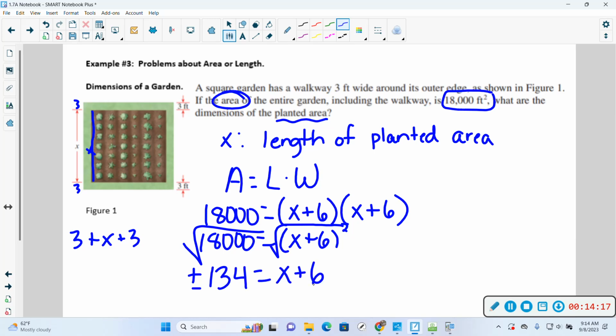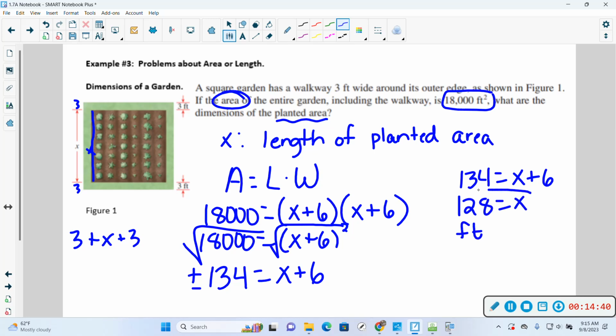Now, I know we have to subtract 6, and we're going to do that in a second. But technically, we should have plus or minus on it. Do I want both the plus and the minus, though, for this very lovely problem containing a garden and a square? No. So I'm just going to use my positive 134. And let's take 6 off. That puts you down to 128. Oh, what are we in feet?